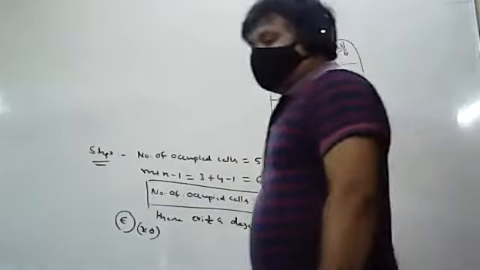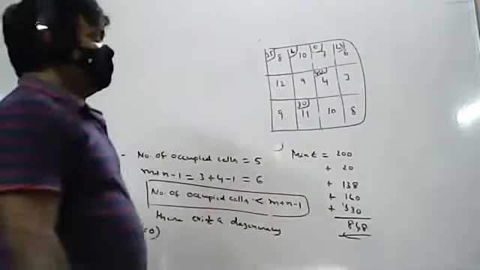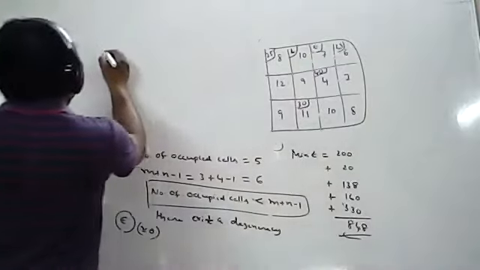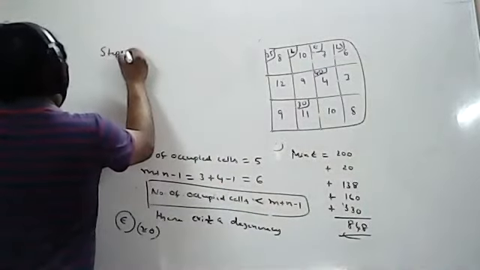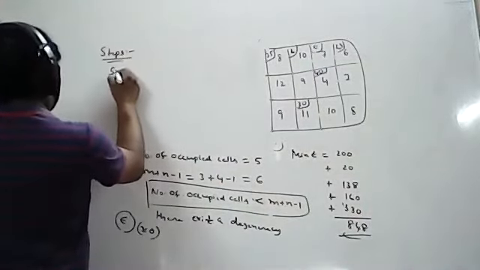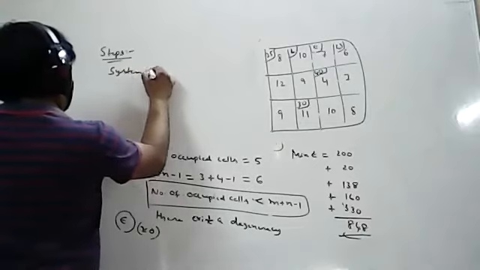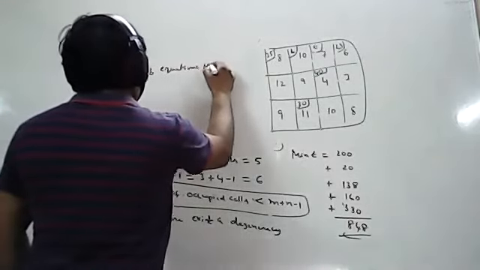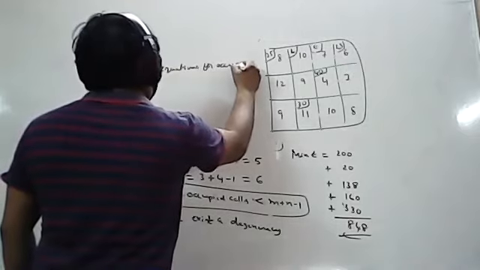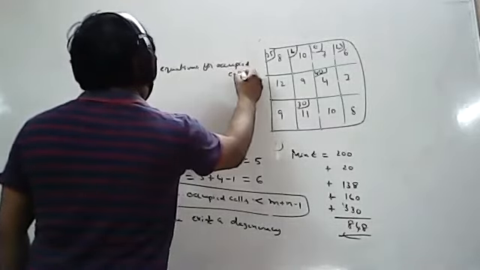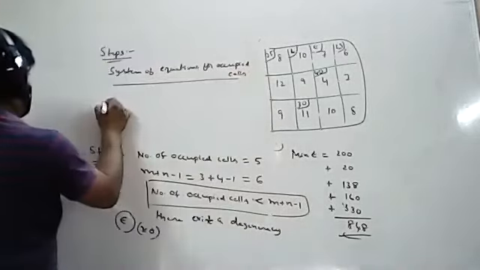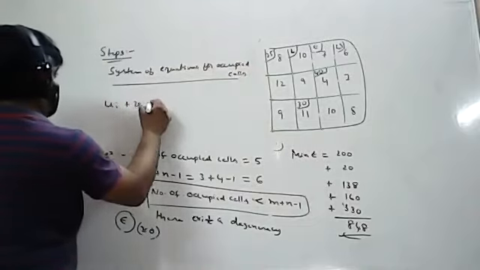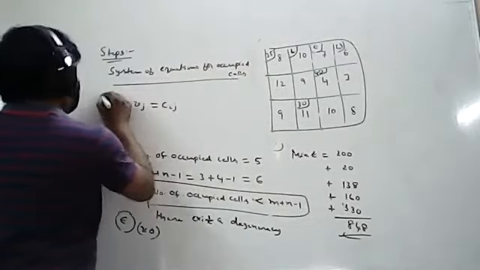Remaining procedure is same. So remaining procedure is same means what is step number 3? Step number 3 is nothing but system of equations for occupied cells. What is the formula? Ui plus Vj equal to Cij.